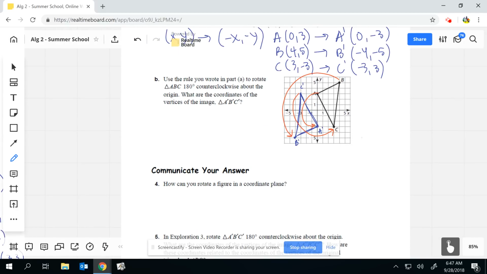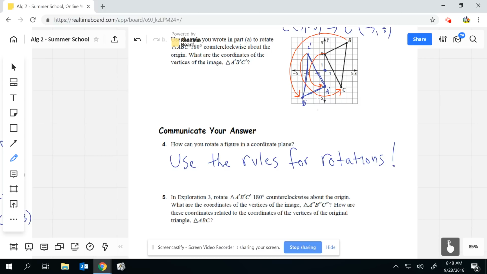How can you rotate a figure in a coordinate plane? Use the rules for rotations. And you need to use the rules if you want to rotate it. The rules work only if they're around the origin. So you got to make sure you're using it around the origin. Okay, we're going to do 5. So there's that.